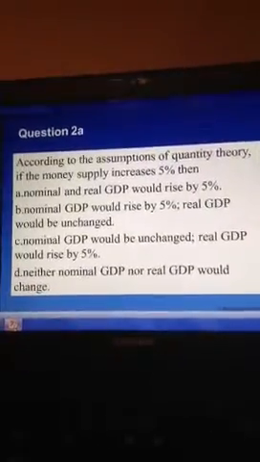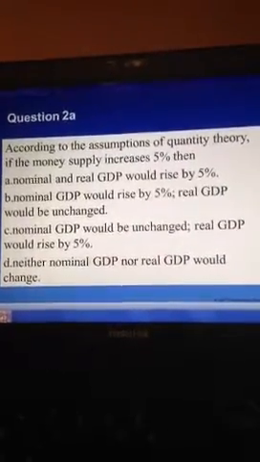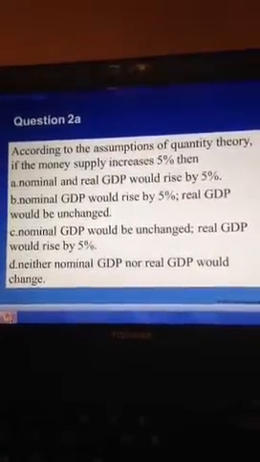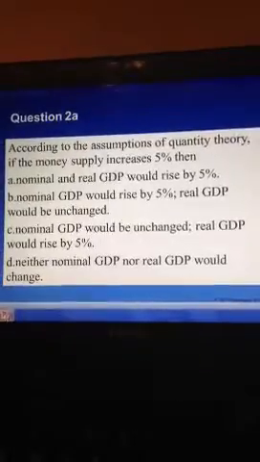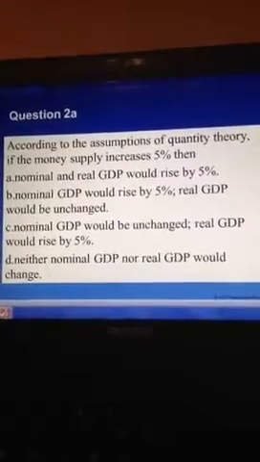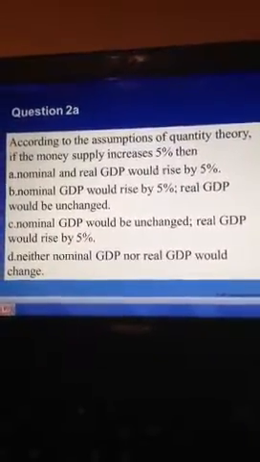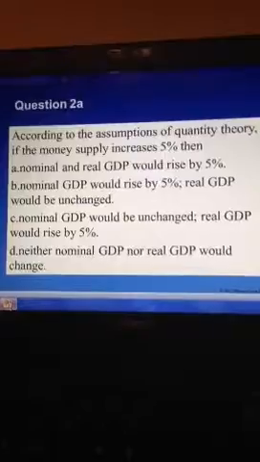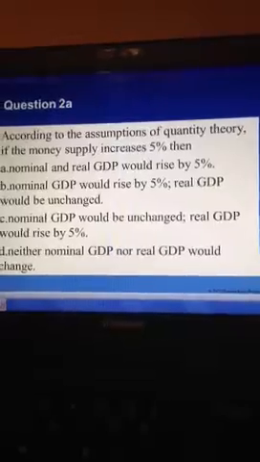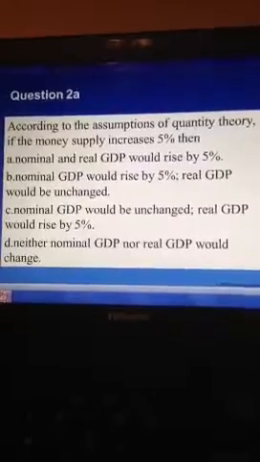So if we read the question carefully, it's stating that money supply increases by 5%. When it states money supply is increasing, you know that the nominal change would also increase, because nominal relates to money supply. Real GDP relates to goods, but nowhere in the statement does it say anything about goods. The only one that states that nominal increases by 5% is B, and the real GDP would be unchanged, because nowhere does the question state that the production of goods is going up or down. So the best answer choice is B.